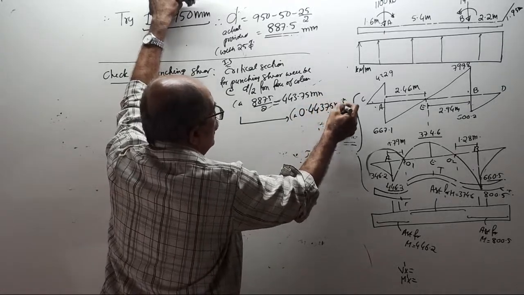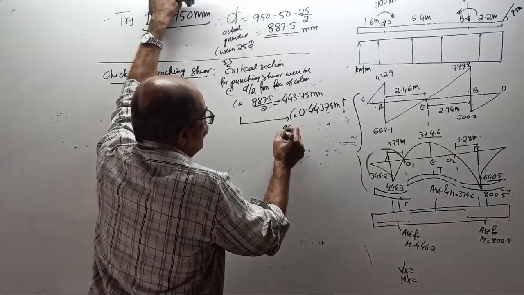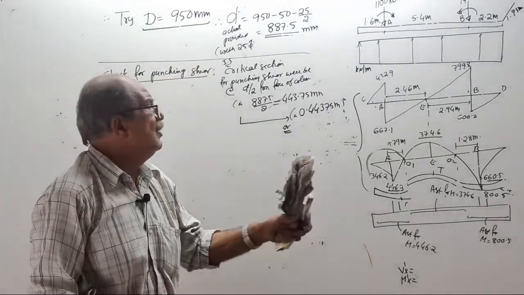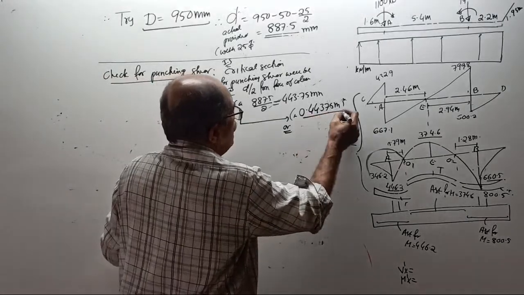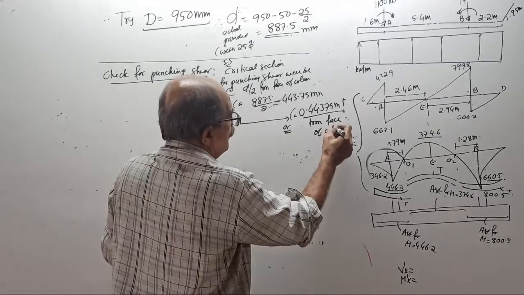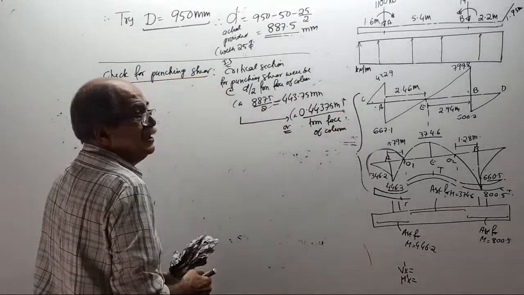0.44375 meter. Or you can do one thing. You can round up to 0.4. Take the correct value: 0.44375 meter from face of column. Face of column. Is this much clear?